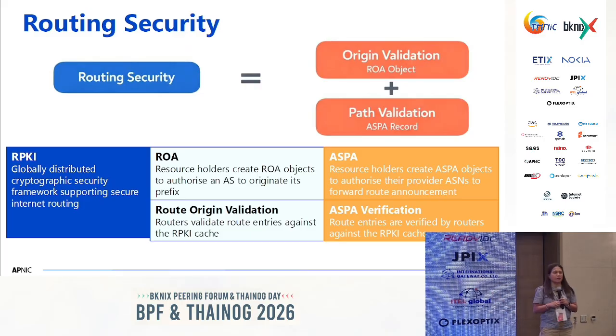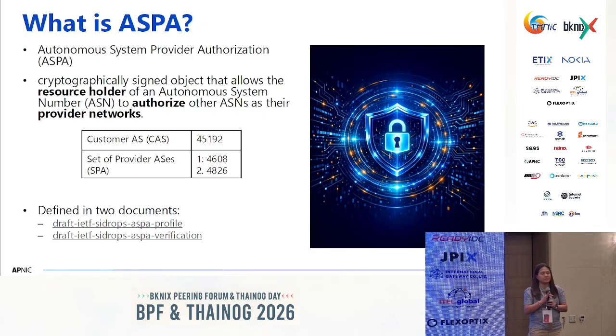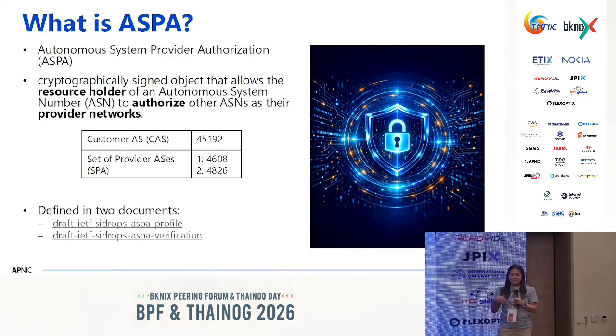With this comes ASPA. So let's dive deeper into what exactly ASPA is. ASPA stands for Autonomous System Provider Authorization. It is a digital object that is part of the RPKI framework. Through this, resource holders are able to authorize other ASNs and specify that they are their provider networks. As an example, you can see a customer AS45192 specifying through the ASPA record that it has 2 providers in the list.